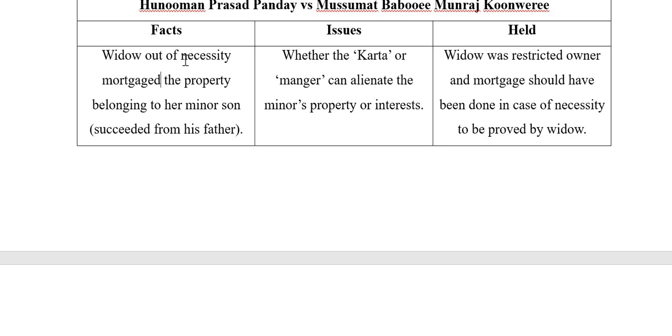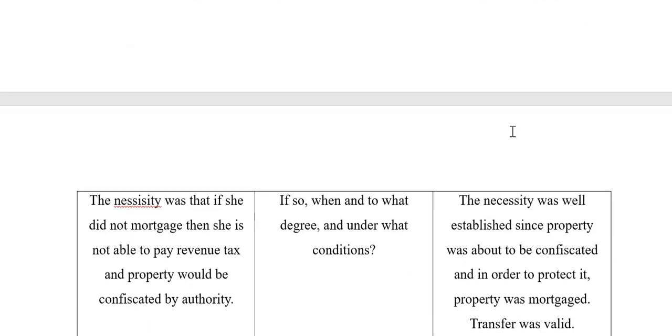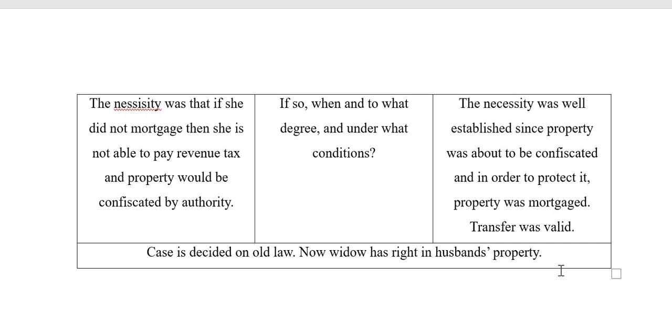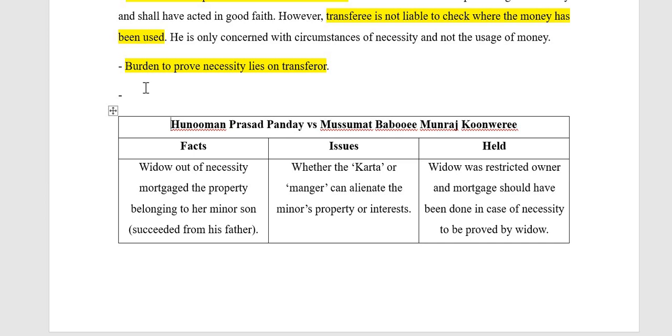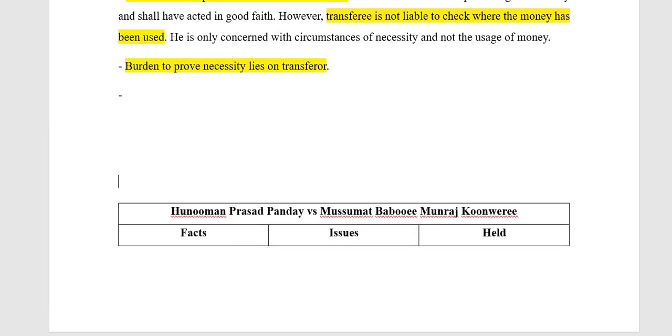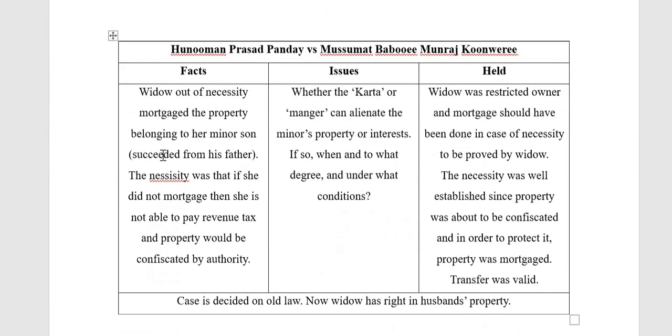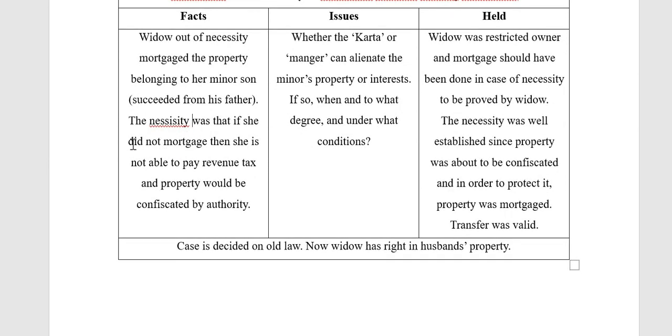She sold the property. Now the issue was whether Karta and manager can alienate minor's property and interest. This was the issue. So the court said that the widow was a restricted owner and the mortgage should have been done in case of necessity, and it has to be proved by the widow. Now I'll put it like this. I think then it will be much easier to get it. Fine. And the necessity was that if she did not mortgage, then she would not be able to pay revenue tax and the property would be confiscated by the authority.